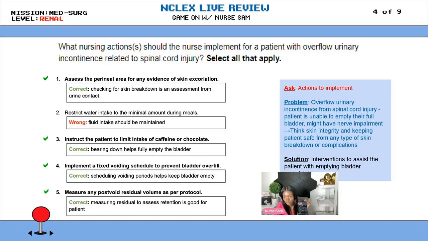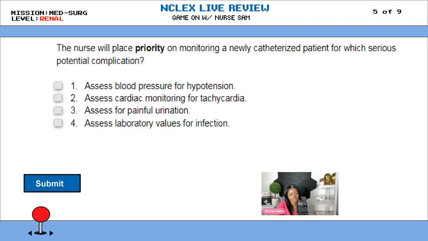All right, great job. So close, so close. A lot of you only just missed number 1, but now you know, right? Now we know. With urinary incontinence, you definitely want to think skin breakdown. Okay. Next question.